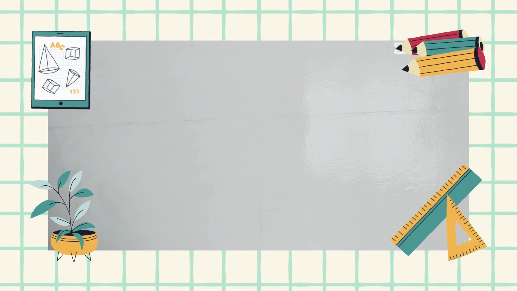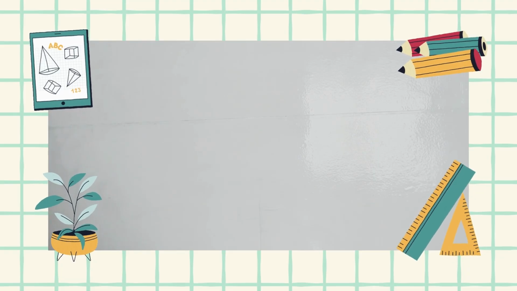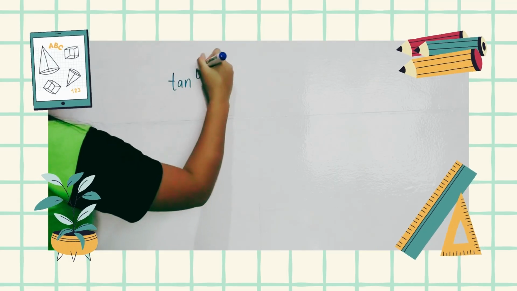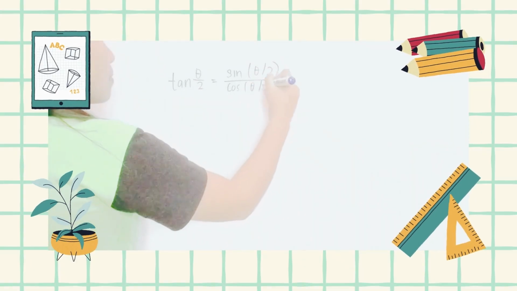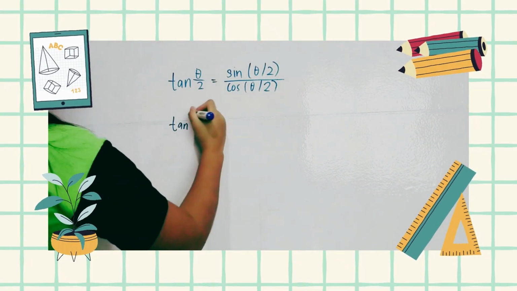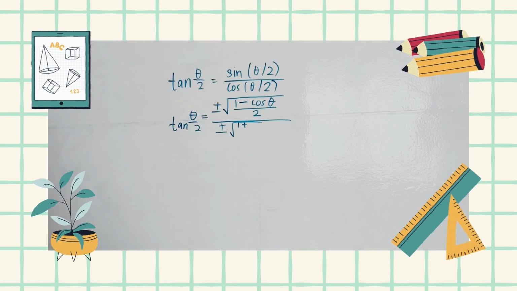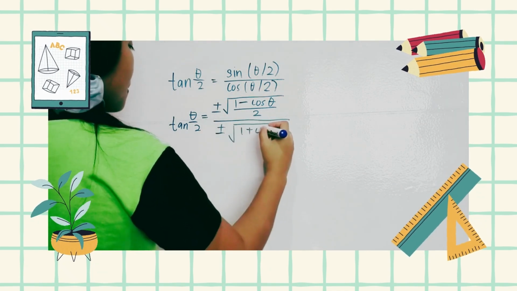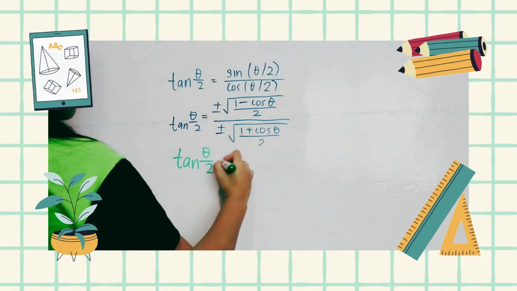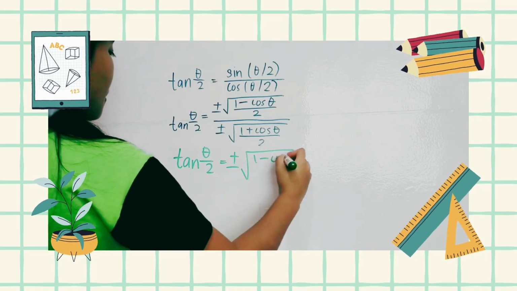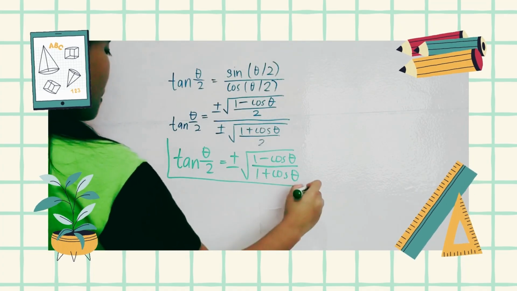Lastly, we will now derive the tangent half-angle formula. This time, we start with the quotient identity for tangent, which we have here. Tangent of theta over 2 equals sine of theta over 2 divided by cosine of theta over 2. We now plug in the half-angle formulas for sine and cosine that we derived earlier. Since both the numerator and the denominator are square roots divided by 2, the 2's cancel. That's the tangent half-angle formula.